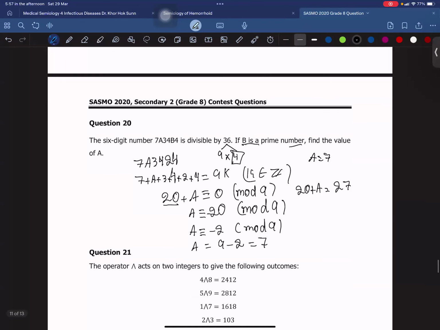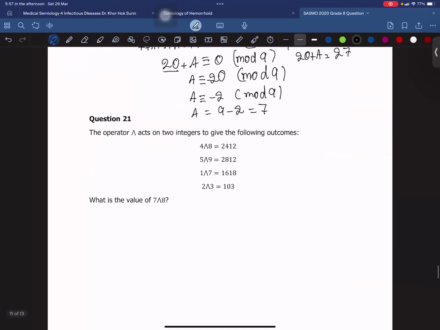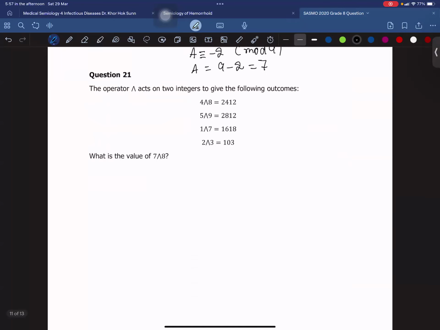Okay, so as I can see, there's someone who understands. Okay, let's go through, because we have more questions to go through. Okay, so can anyone volunteer to read this question for me?